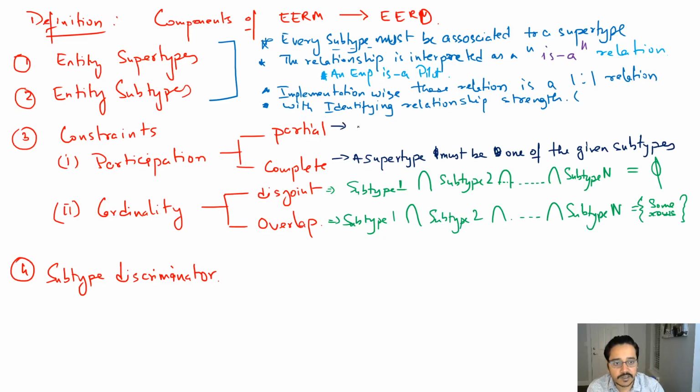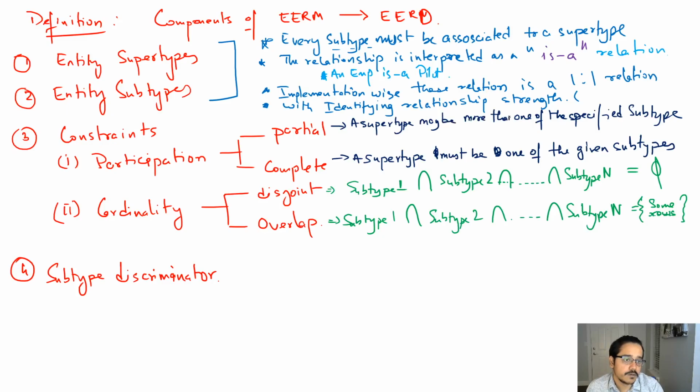And partial means a supertype may or may not be one of the specified subtypes. Or let's rephrase this and say it may be more than one of the specified subtypes.